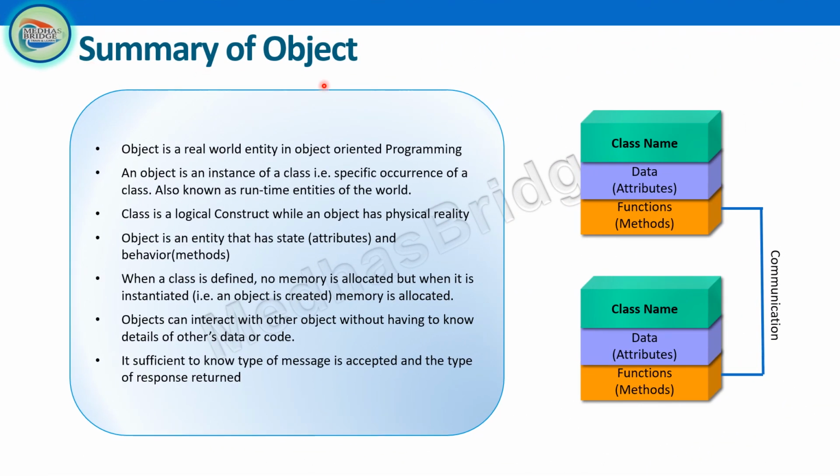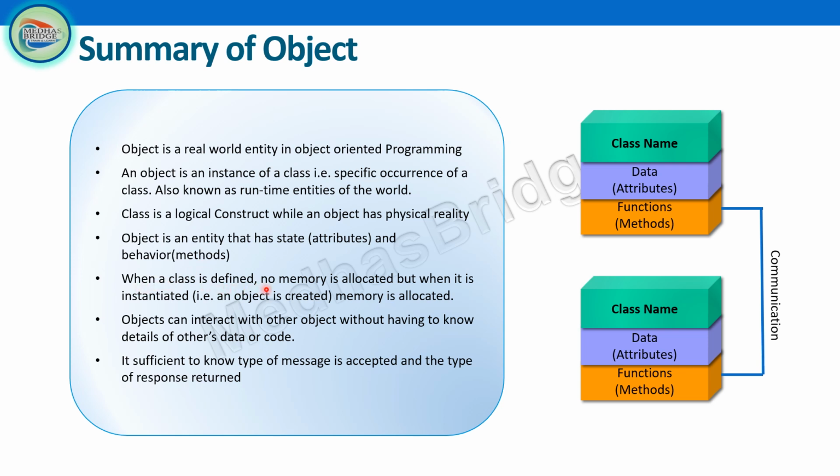Summary of object. An object is a real world entity in object oriented programming. An object is an instance of a class. That means a specific occurrence of a class, also known as a runtime entity of the world. A class is a logical construct, whereas an object has a physical reality. An object is an entity that has a state, meaning attributes, and behavior known as methods.